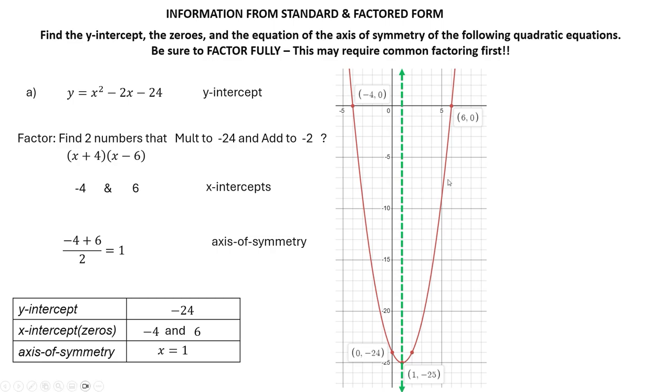I've put a graph here to further illustrate all these answers. Here is our y-intercept. The graph crosses the y-axis at the point negative 24. Here are our x-intercepts, negative 4 and 6, where the graph crosses the x-axis. And here is our axis of symmetry. It's a vertical line where x is always 1.